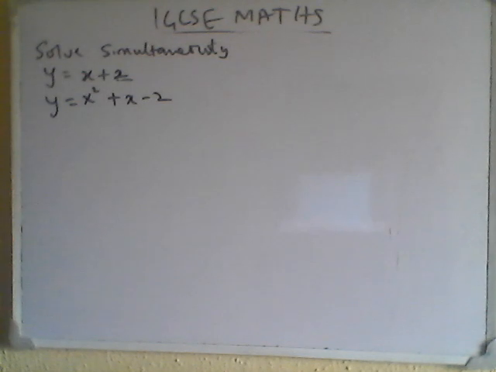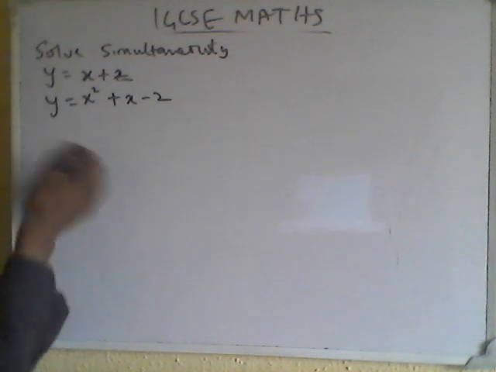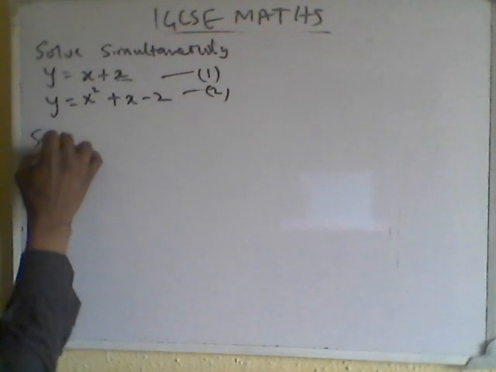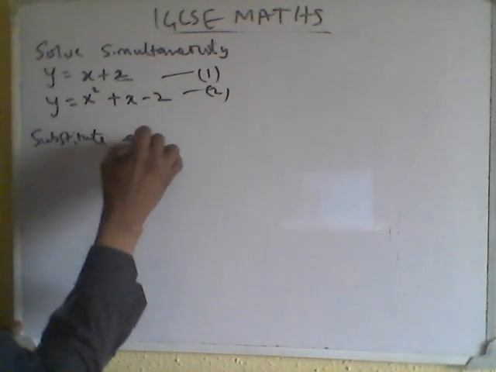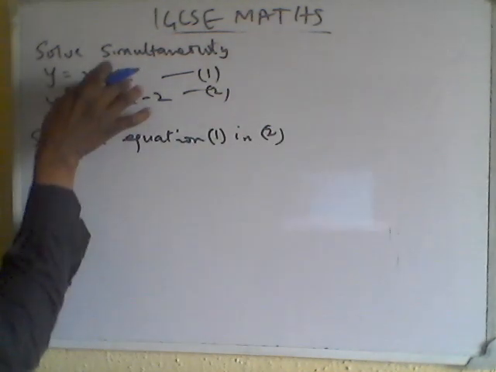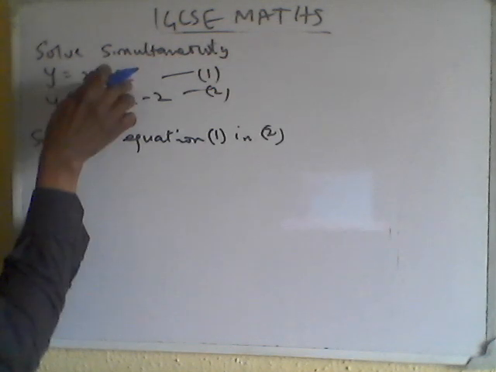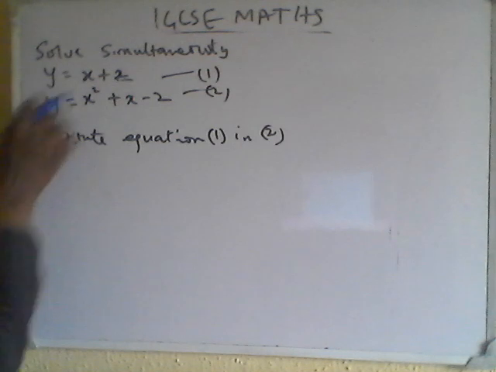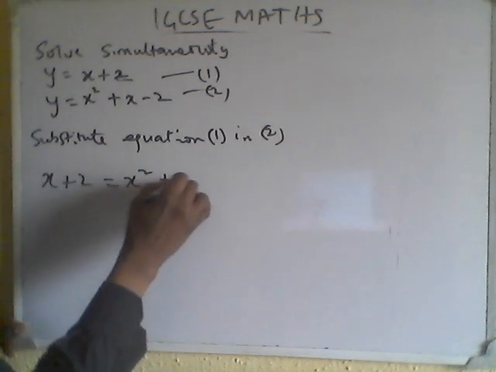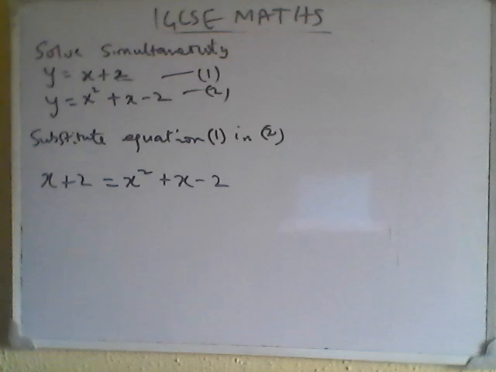So to solve this algebraically, the first thing I have to do is to express both equations in terms of y or x. This is equation 1, for instance. I would say substitute equation 1 into equation 2. Here y is defined as x plus 2. So I come to equation 2, and wherever I see y, I put this here. So I say x plus 2 equals x squared plus x minus 2. This is the new form of that equation.